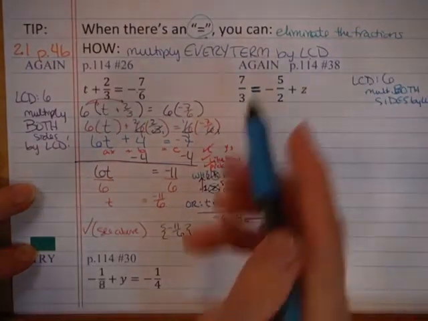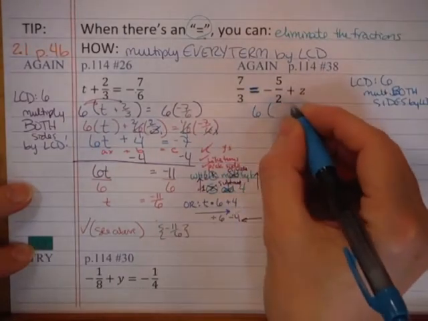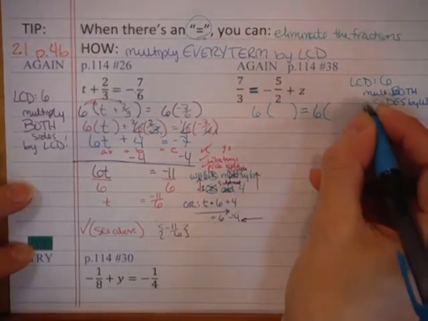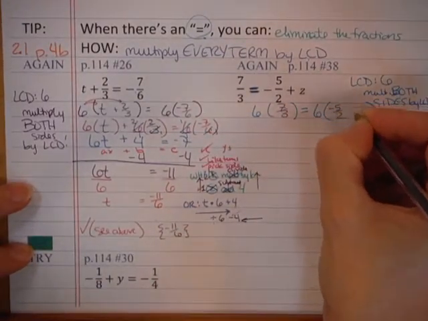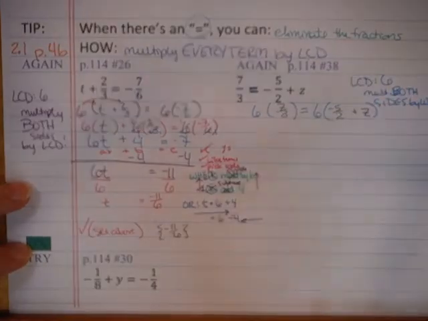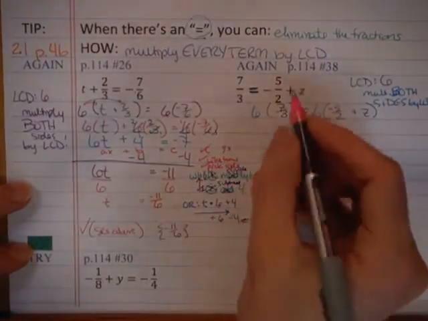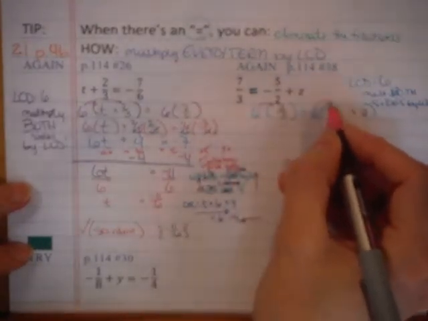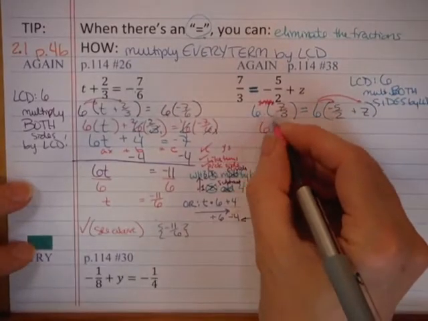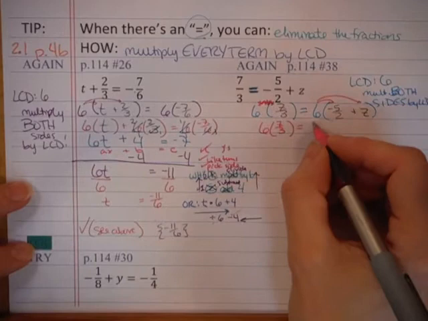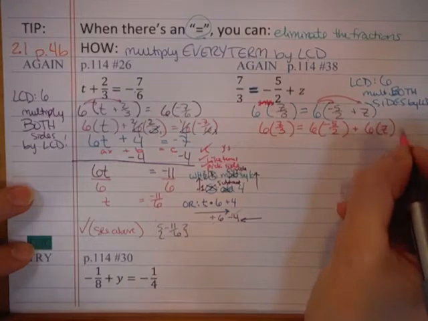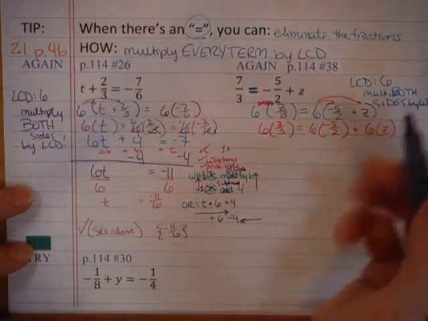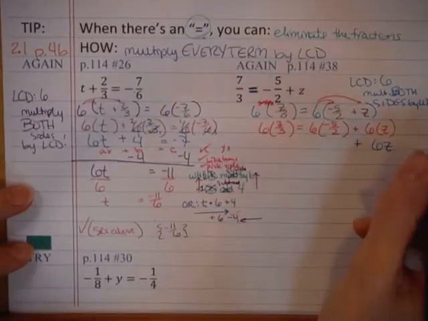Okay. So what that would look like is you're going to get 6 times the 7/3 equals 6 times the right side. In this case, negative 5/2 plus z. From there we go ahead and do the distribution. Actually, I won't do this. Sorry, I thought it was distributing first. We'll wait on the multiplication here. 6 times 7/3 equals 6 times negative 5/2 plus 6 times z. We know the 6z can just be written like that with no parentheses.